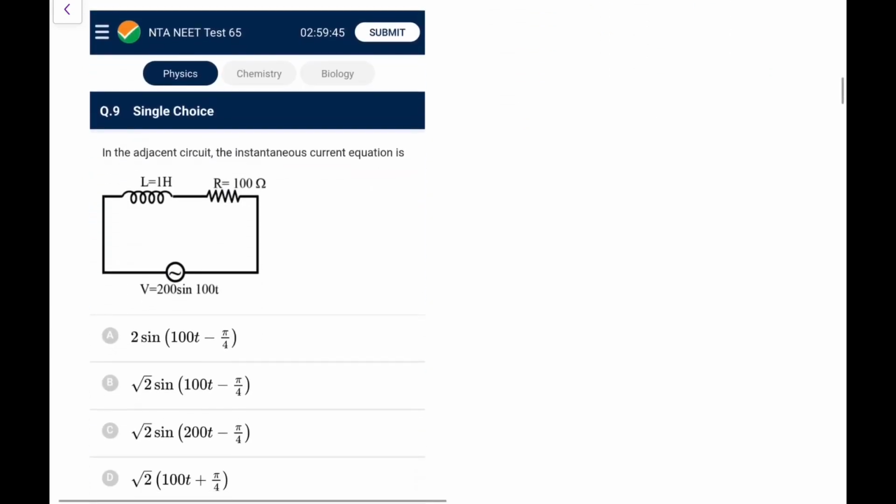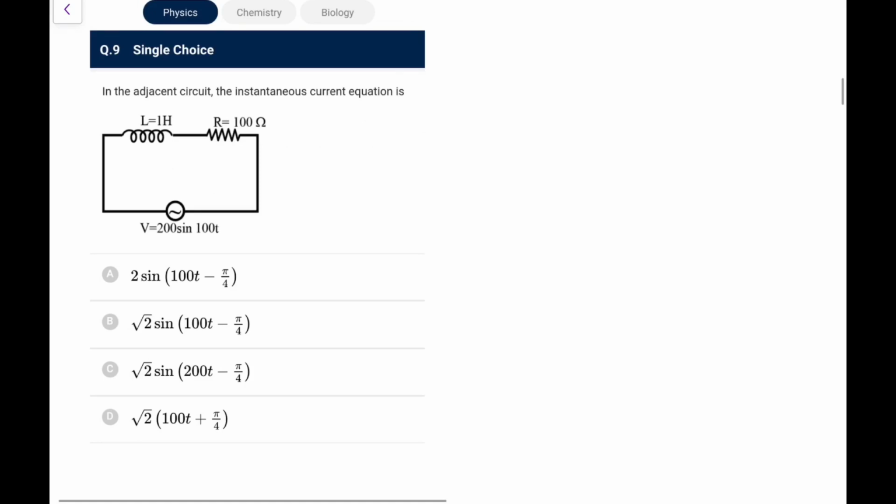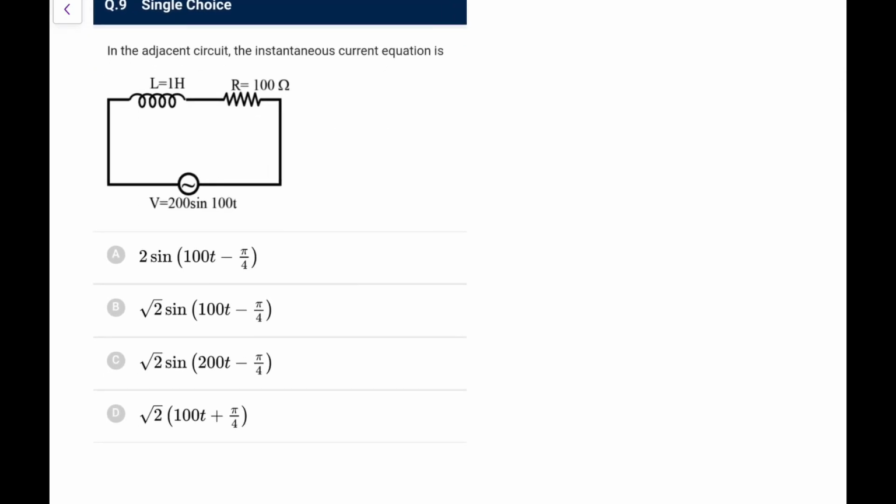Next one. In the adjacent circuit, the instantaneous current equation is, okay, so this is an LR AC circuit. So the voltage is like this. We know current will be lagging behind, and the lagging angle would be tan phi equals XL by R. XL by R is omega L by R, that is 100 into 1 upon 100, that is 1. That means phi is 45, so current would be 45 degrees behind. So it would be with phase 100t minus pi by 4.